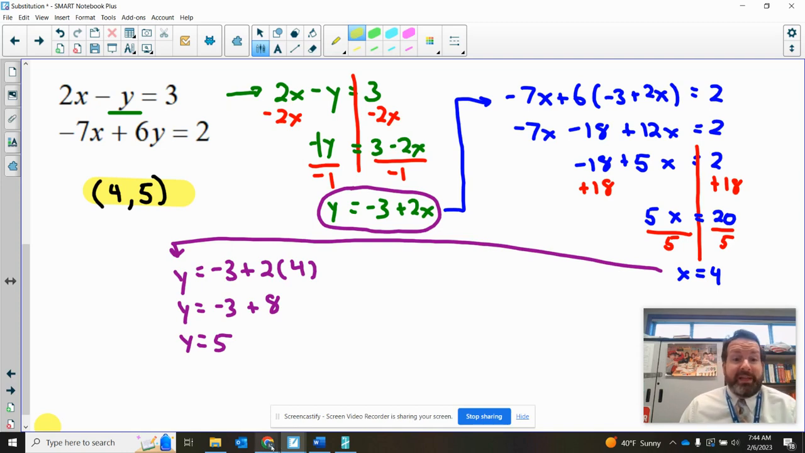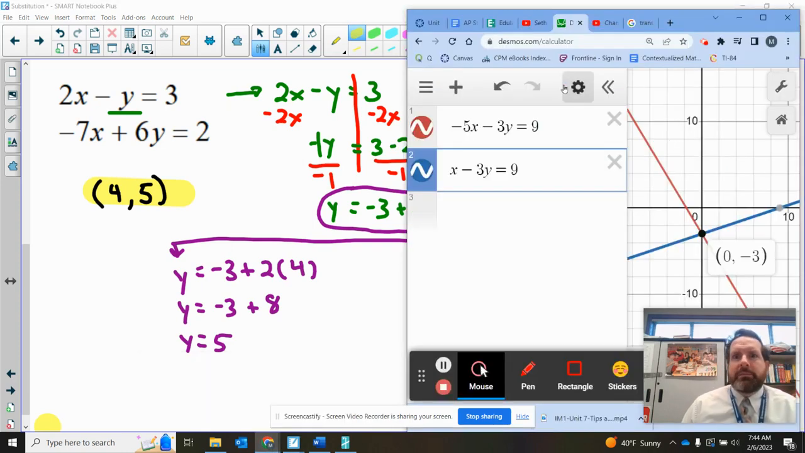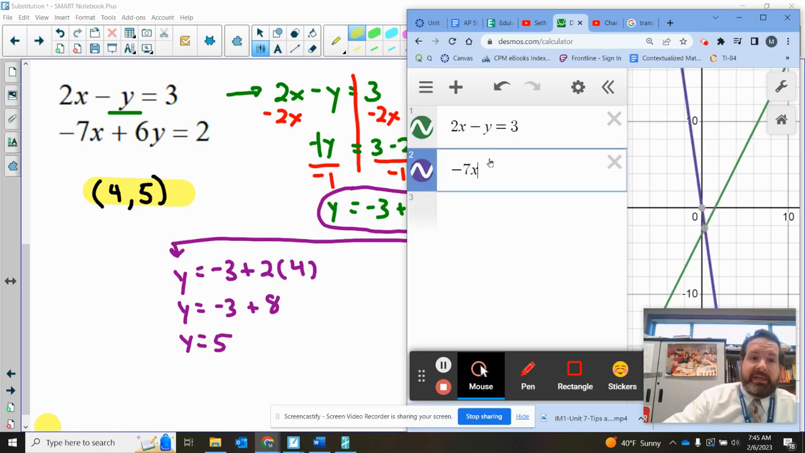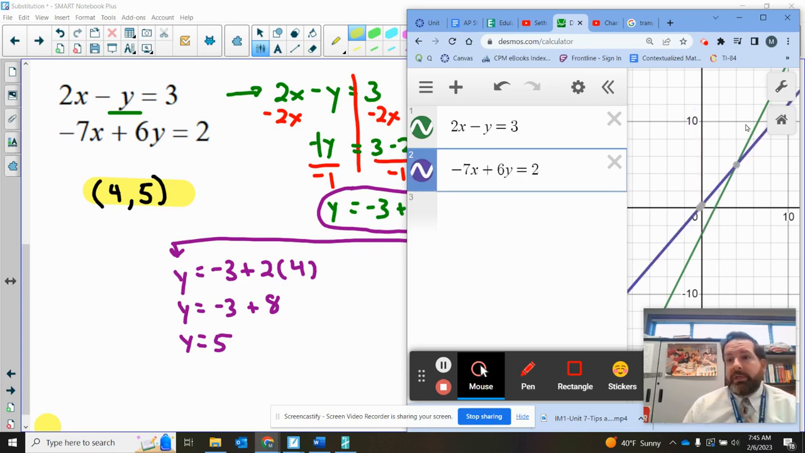Let's check it. Hopefully things go okay. If not, we just go back and look at our work, see if we can find the error. Make sure when you're checking, you always graph the equations you started with. So 2x minus y equals 3, and -7x plus 6y equals 2. Where do you cross? 4, 5, 4, 5. We are in good shape.